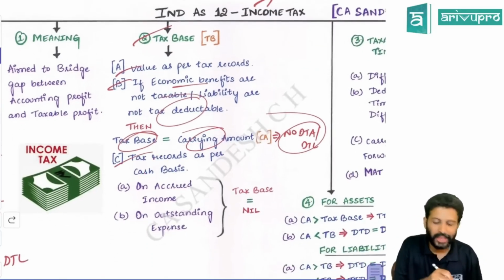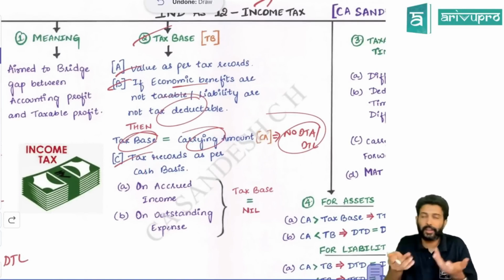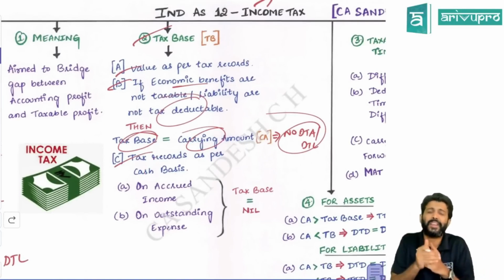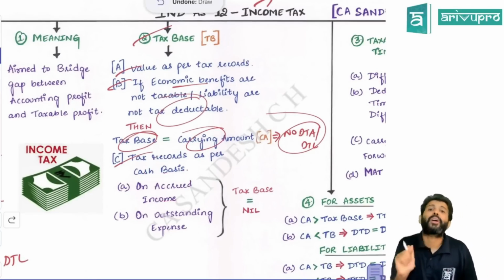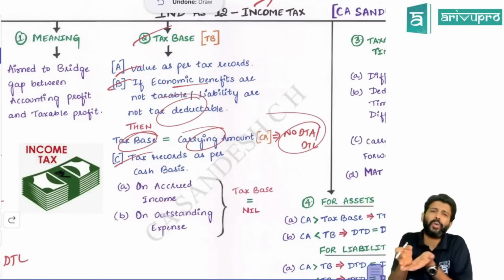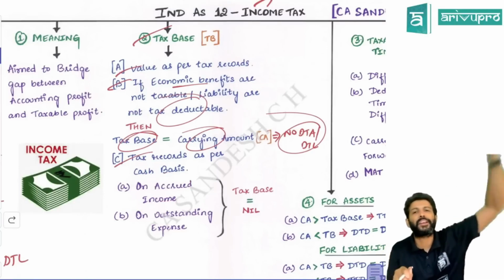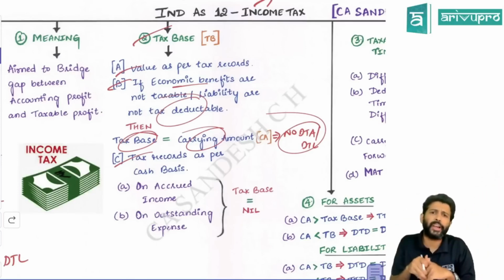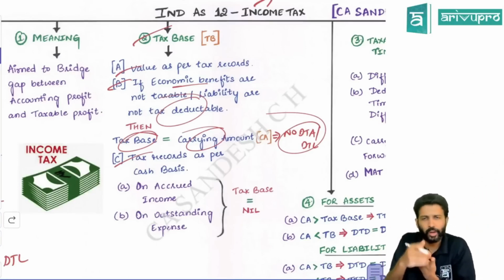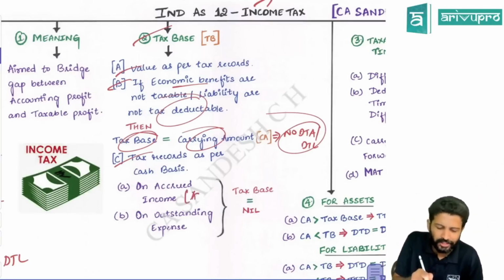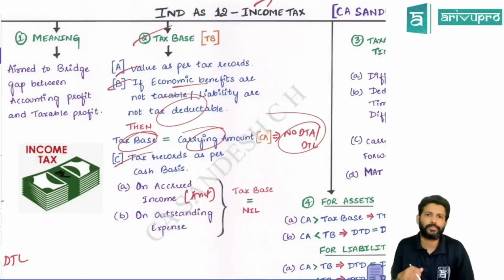Another one is tax as per the cash basis. Sometimes what happens, you must have heard about it: let's say we have some accrued income. Obviously accounting is done on an accrual basis, so we have income that is accrued but not yet received. Let's say we'll receive this income next year, but it's already accrued, so we have to account for it. This accrued income is basically an asset, and we have recorded it in our books, correct?